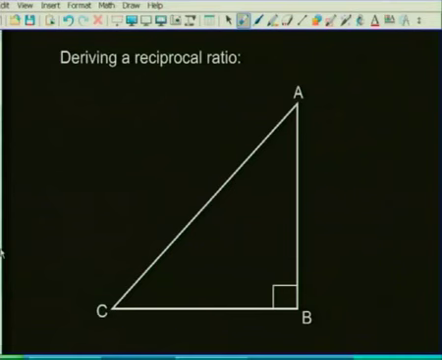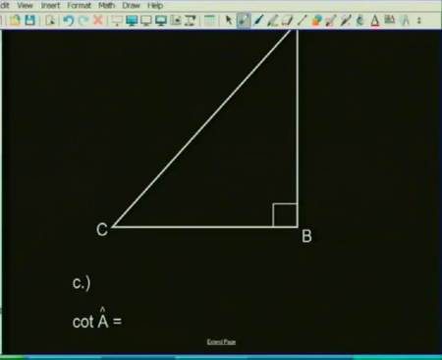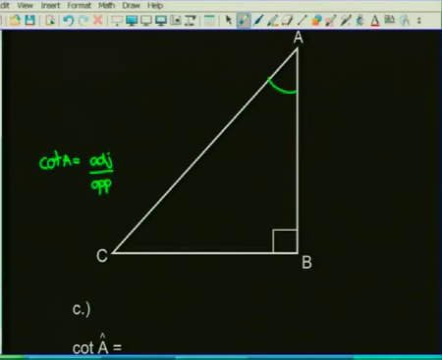Right, now it says, again, deriving a reciprocal ratio, and I guess you can guess what's happening. We've done a cosec and we've done a sec, so obviously our next one would be our cot. So yes, it's the cot of A. So remember, the cot is the adjacent over the opposite, because it's a reciprocal of tan. We're working with angle A, so we mark the angle A. The side opposite the A, this one here, is the opposite side. Opposite the right angle is the hypotenuse, and the remaining side is the adjacent.